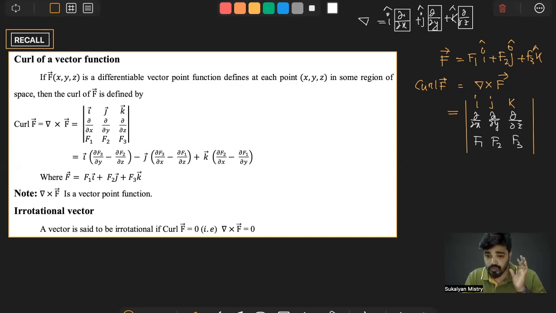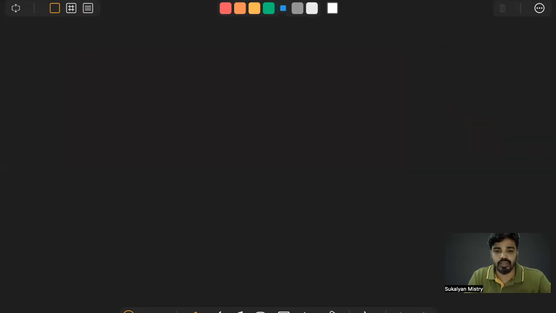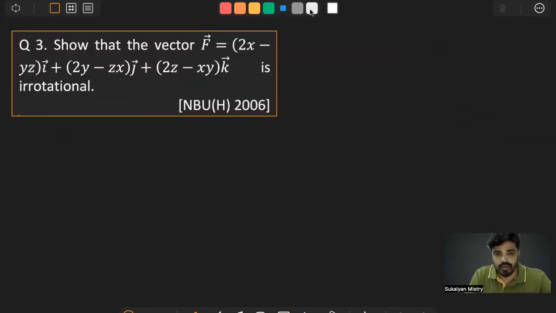Okay. So for this problem, we have to show that the vector function is irrotational. That is, we have to show that curl F is equal to 0. Okay. So here, pause the video and write this question. Okay. So what is given here?